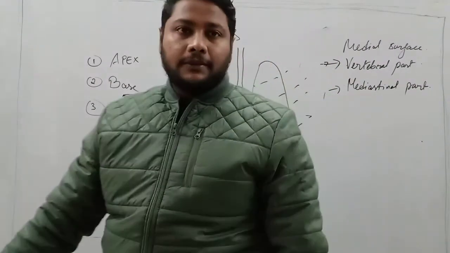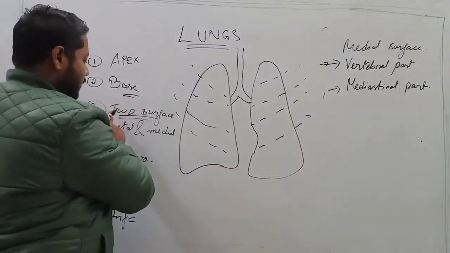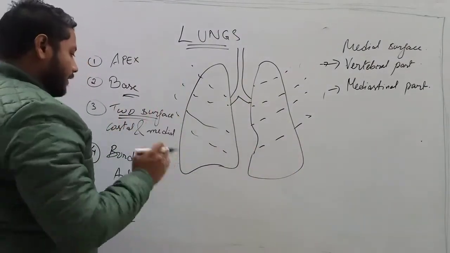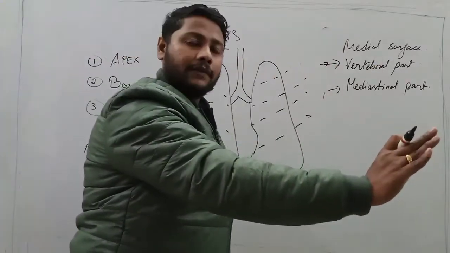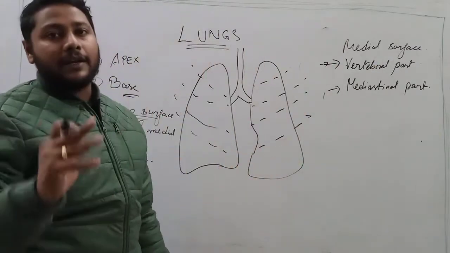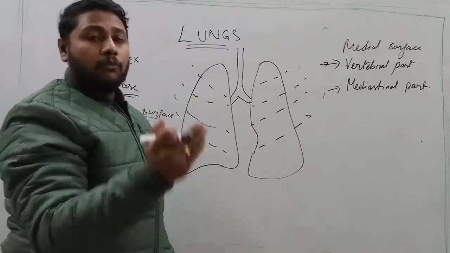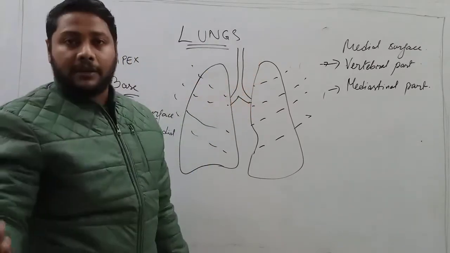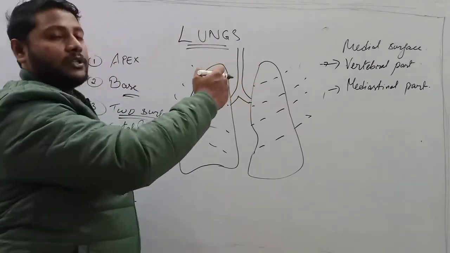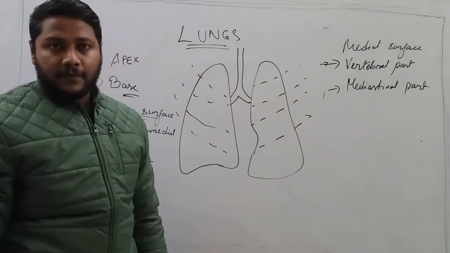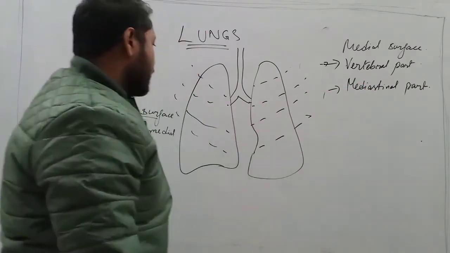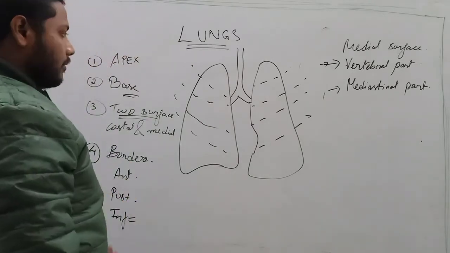Okay, very simple. We have two surfaces, the costal surface, which is towards the ribs, and the middle surface, which is towards the mediastinum. But the middle surface is also divided into two parts. The part which is more towards the vertebra will be known as the vertebral part, and the part which is more towards the mediastinum will be known as the mediastinal part. Okay, these are the surfaces. Next, let's look at the borders.